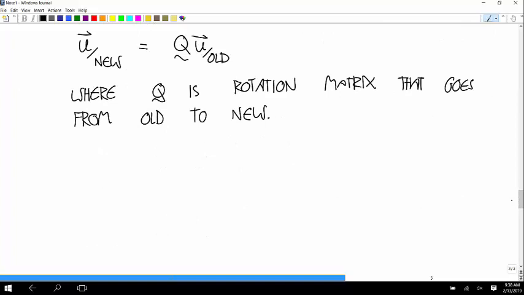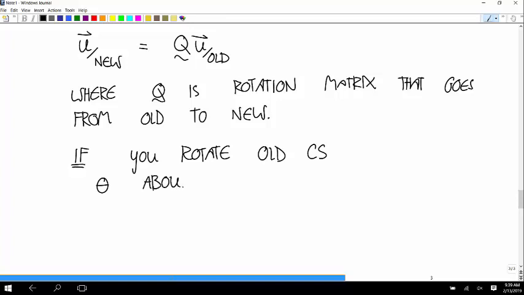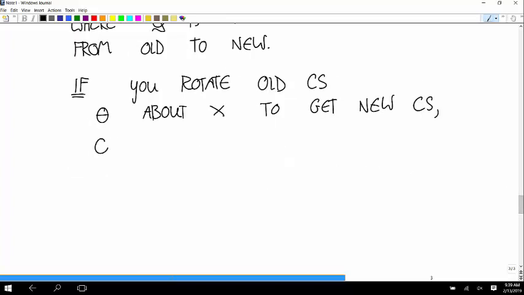Okay, so there are three cases that we're going to deal with. If you rotate the old coordinate system an angle of theta about the x-axis to get the new coordinate system, then this rotation matrix is, going across the rows, a 3 by 3 matrix: 1, 0, 0; 0, cosine theta, sine theta; 0, negative sine theta, cosine theta.